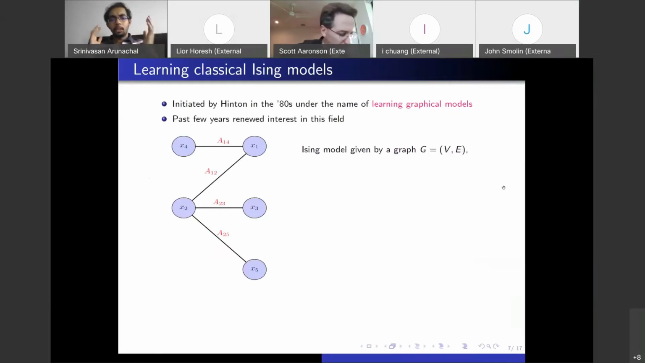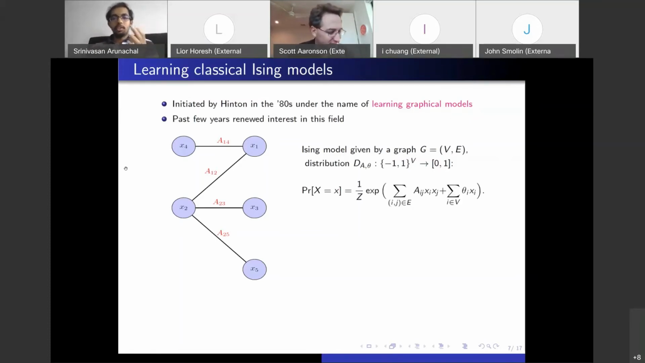Let me tell you what this problem is. This problem is pretty simple to state. So what's an Ising model? It's just a graph on vertices and edges. Think of it as bipartite, with odd vertices on one side and even vertices on the other side. Let's just say each edge has a weight. And you can naturally associate a distribution to the set of vertices.